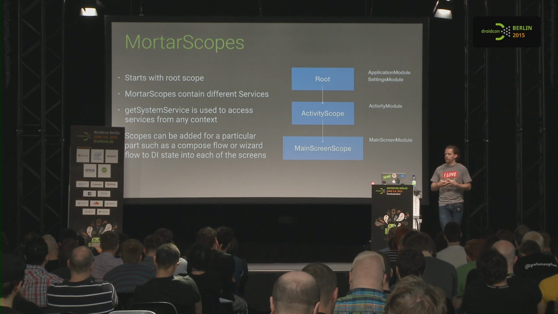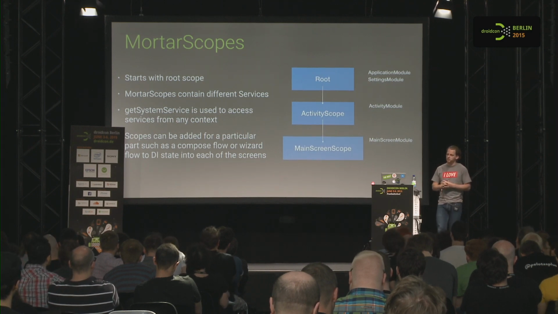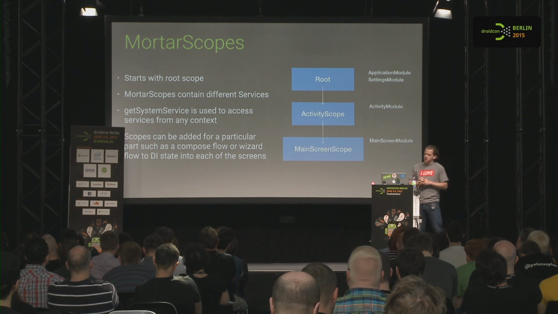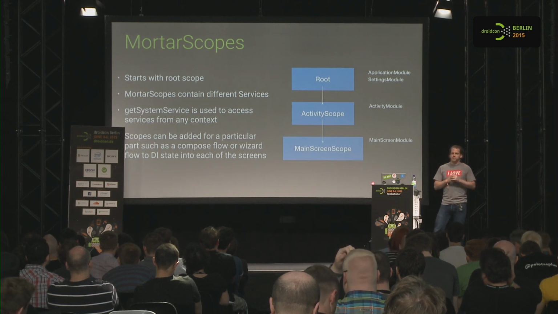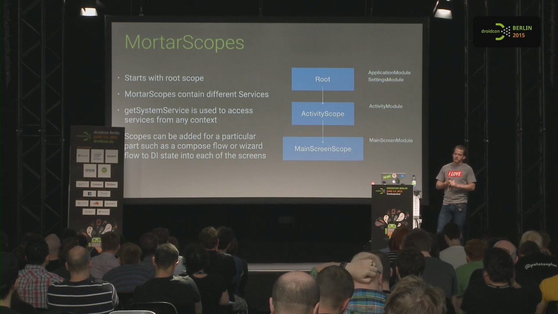So let's take a look at Mortar scopes and how they work. Everything starts with your root, and you usually set that up within the application itself. When you set it up, you can start with an object. See in the other screen, we have the object graph service. That's the first one you would set up together with your module. In this case, it would be your application module. I think I'm showing it in a minute.